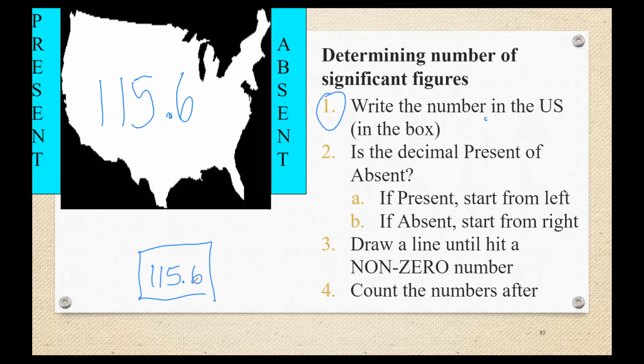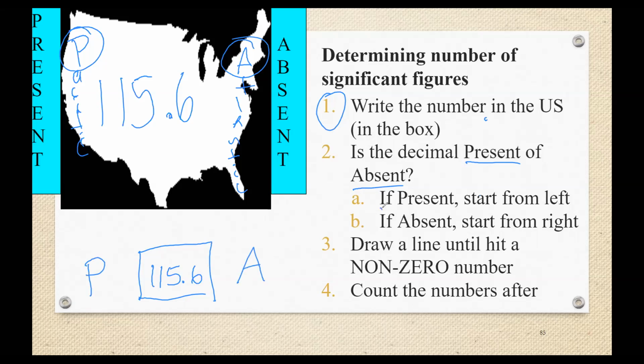So on the left side of our map, if we remember, we've got the Pacific. And we've also got on the right side the Atlantic. Or in other words, we've got P on the left side, A on the right side. Well, we need to ask ourselves, is the decimal present or absent? So on the left side, we've got present. On the right side, we've got absent.